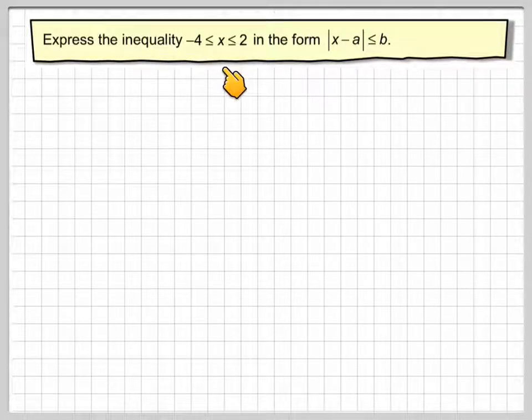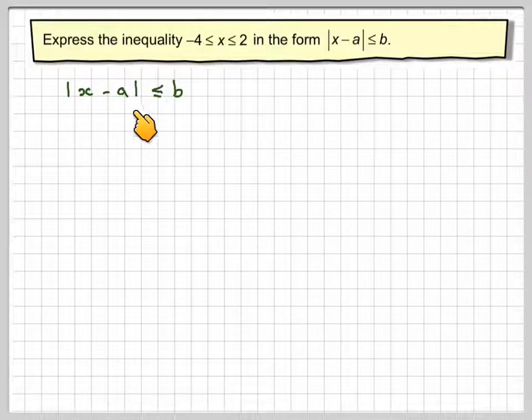Express the inequality x is greater than or equal to minus 4 but less than or equal to 2 in the form |x − a| ≤ b. Okay, if we consider |x − a| ≤ b, what value of x will make that 0? Well, it'll be x equal to a.